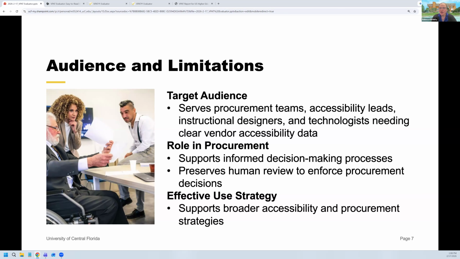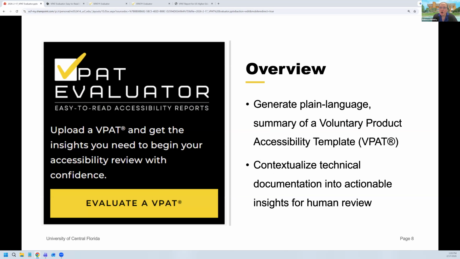In terms of a role in procurement, we are not looking to provide any kind of authoritative decision-making vehicle. We're looking to support informed, human-reviewed decision-making processes, and we're looking for a way to preserve human review. So the human is always making the choice. The tool that we're developing is just going to provide a first review to help the human make a more informed choice a lot faster. So our effective use strategy is supporting the broader accessibility and procurement strategy rather than replacing any real step in it.